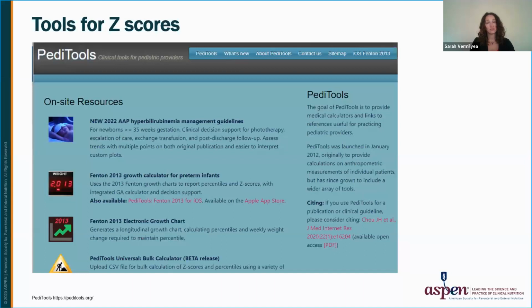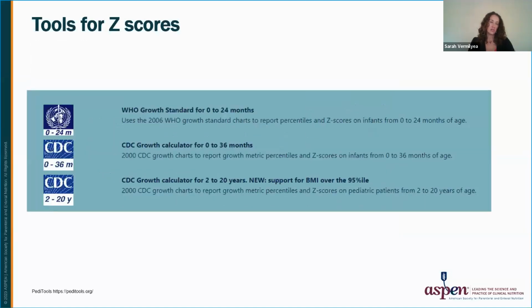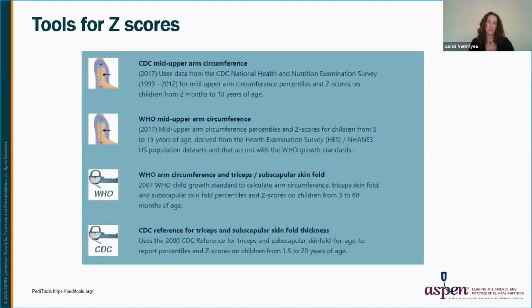If you're looking for tools for Z-scores or percentiles, the PD tools is kind of where it's at right now. This is just a screenshot of the first page showing you that they have WHO and CDC calculators that will show percentiles and Z-scores similar to what I just showed. They have mid-upper arm circumference and some skin fold options as well.